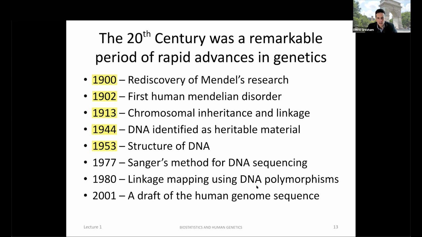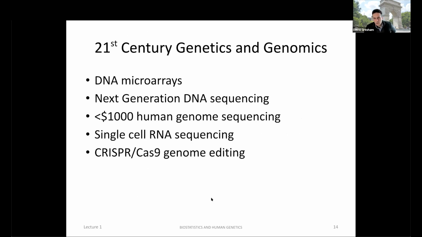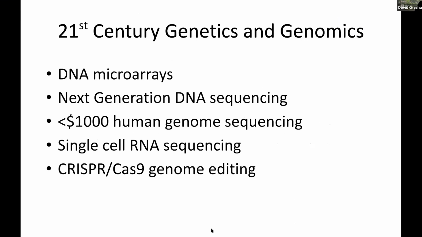In the latter part of the century, we became able to sequence DNA. And it was only in 1980, as we'll learn in this course, so only 40 years ago, that we were first able to map human traits in the human genome using DNA polymorphisms. But within 20 years, we had used that map as the foundation to sequence the entire human genome in 2001. So with the dawn of the 21st century, things continued to be really exciting.